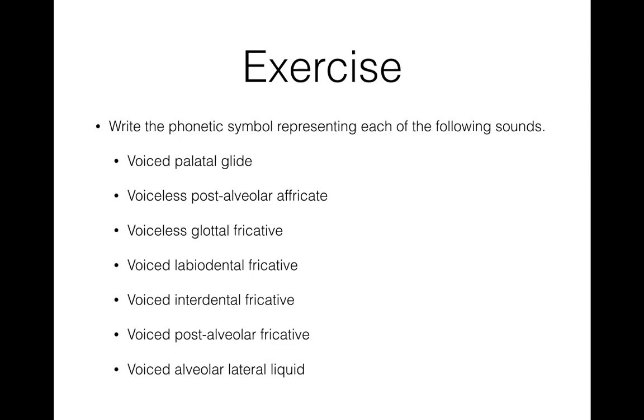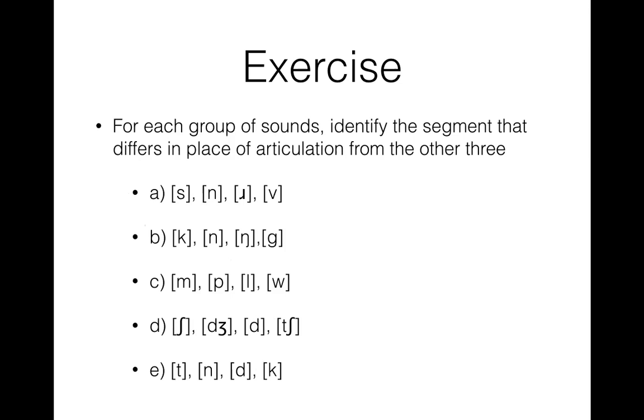But this is where I'm going to stop. I had two exercises, so if you want to do this as well. In this example, I've given you sets of four different sounds, and I'm asking you to find the one sound that is different in place of articulation from all the other three. So find the odd sound out in terms of places of articulation. And again, if you want to take a screenshot of this, feel free to do that, and we can discuss it on Thursday.